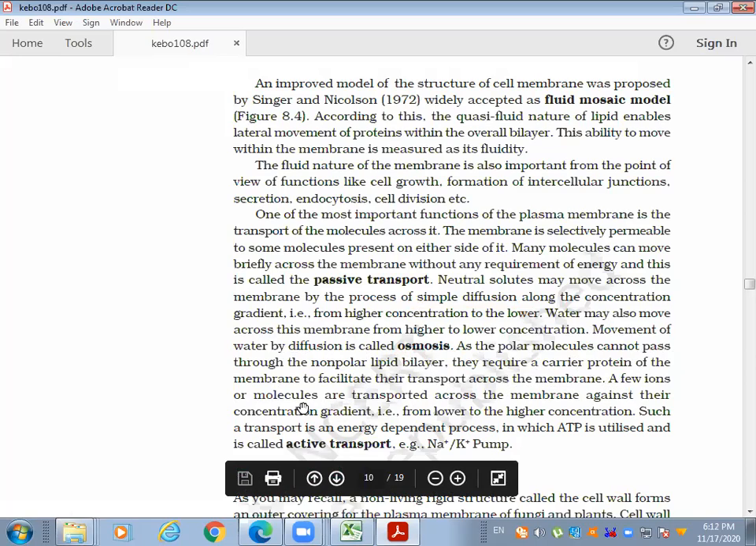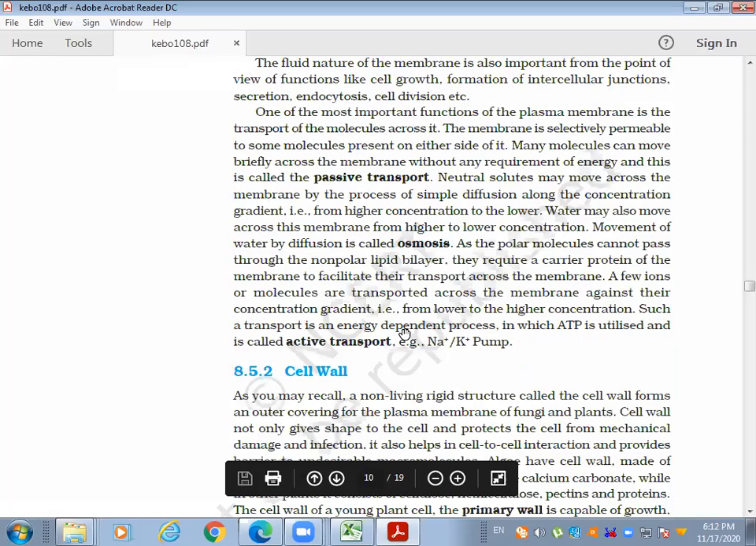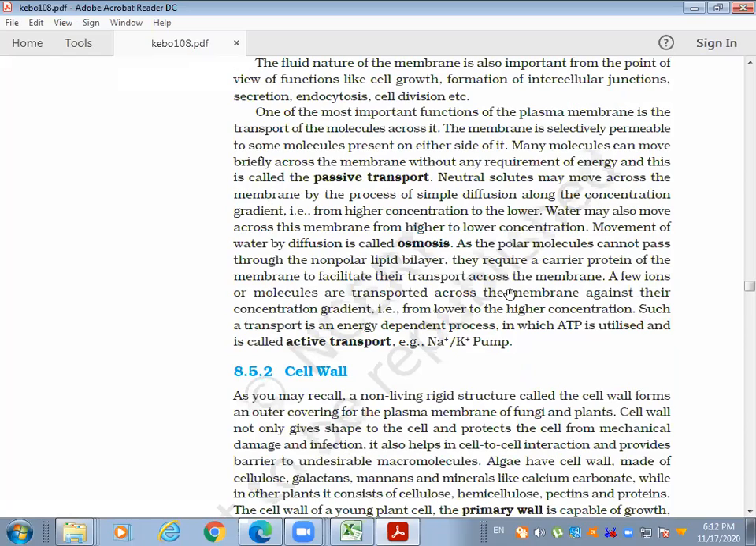A few ions or molecules are transported across the membrane against their concentration gradient, that is, from lower to higher concentration. Such a transport is an energy dependent process in which ATP is utilized, and it is called active transport. One example is the sodium-potassium ATP pump.